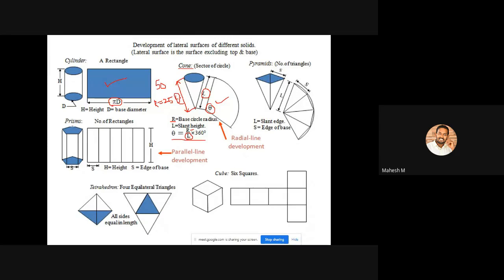You can measure this length with your normal scale. If you use this formula, then finally you will get the value of theta, so you can make this development of lateral surface. Is it clear?